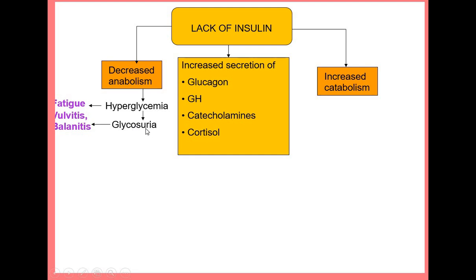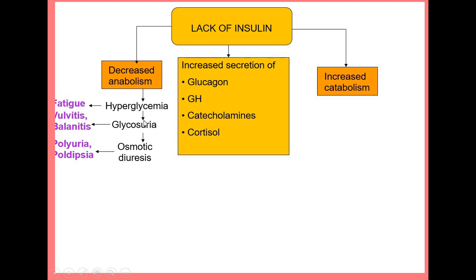Now you know that glucose is a very important and easy medium for growth of bacteria and fungus. So you can just see that vulva is the female genital organ, right? The external genital organ in female is referred to as the vulva. And itis, you know that it is inflammation. So vulvitis, balanitis, right? These are some of the fungal or bacterial infections which occur because the sugar level in urine is high.